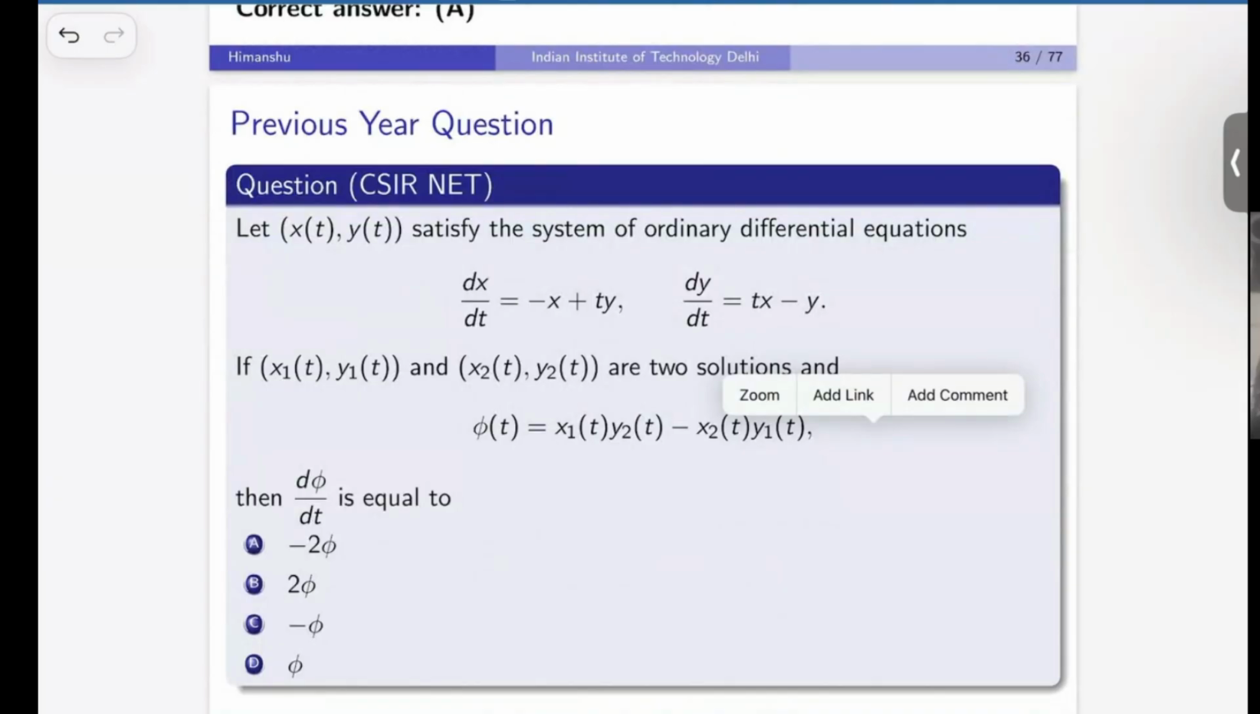Now let's come back to another question. It says that if we have x(t) and y(t) satisfying the system dx/dt = -x + ty, dy/dt = tx - y, and if (x1(t), y1(t)) and (x2(t), y2(t)) are two solutions satisfying our system, and we define phi(t) = x1(t)y2(t) - x2(t)y1(t), then the derivative of phi with respect to t is: -2 phi, 2 phi, or -5 phi.